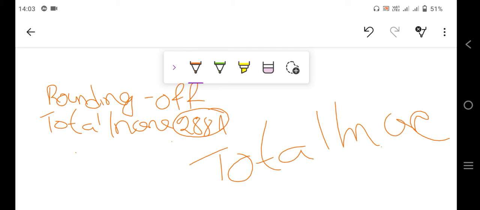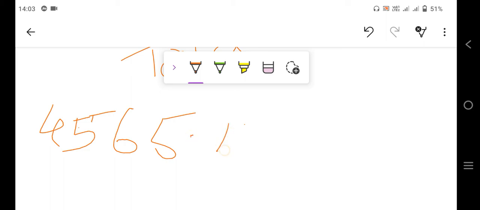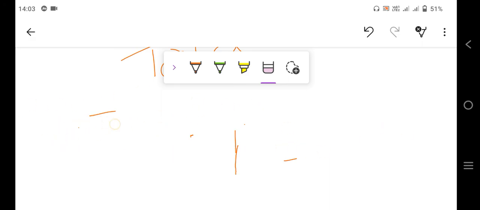Whenever the rupee element of total income is rounded, suppose we have an example, 465.4, this is the total income. Total income is computed, and we have to round it off to the nearest multiple of 10. If the last figure of the rupee element is 5 or more, it should be rounded off to the next higher amount, which is a multiple of 10.